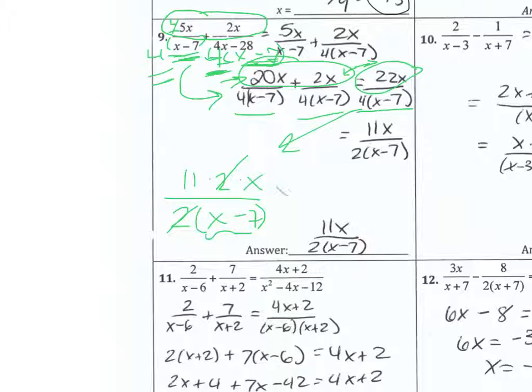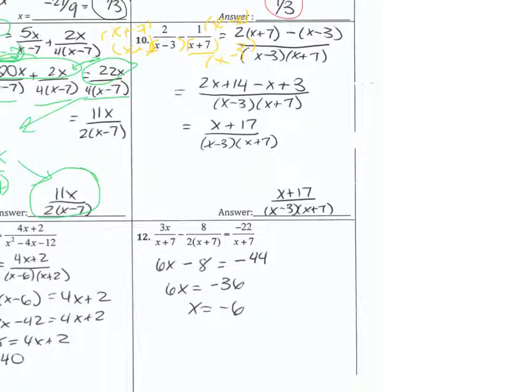So on top, we have that 11x, and the denominator, because we had actually 2 2's, 2 times 4, we have 11x on top and 2 times x minus 7 on bottom. Sorry, it's a little messy. It's hard to type with your finger, or write, I should say. So again, adding, subtracting, those problems are a little bit harder and more tedious.